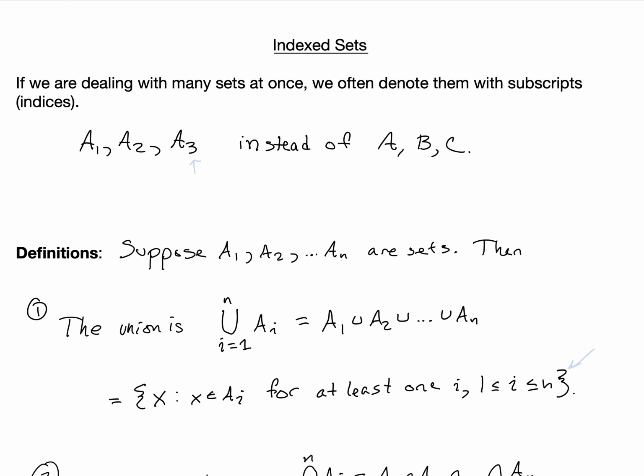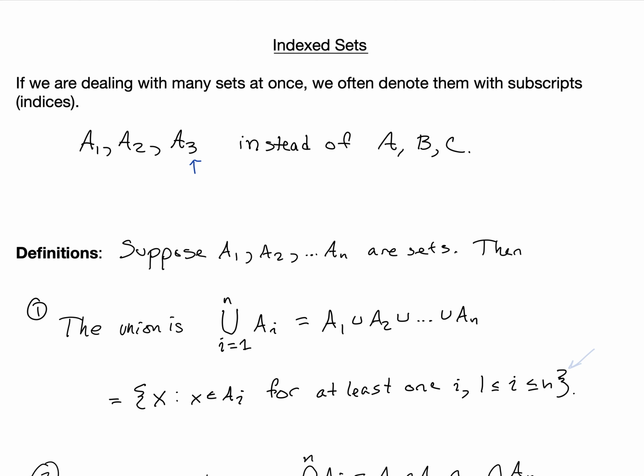In this video, we're going to define and discuss indexed sets. If we are dealing with many sets at once, we often denote them with subscripts or indices. So we can use A1, A2, and A3, for example, instead of the sets A, B, and C. If we do have these indexed sets, we can define the union and intersection over large numbers of sets and write it more succinctly.